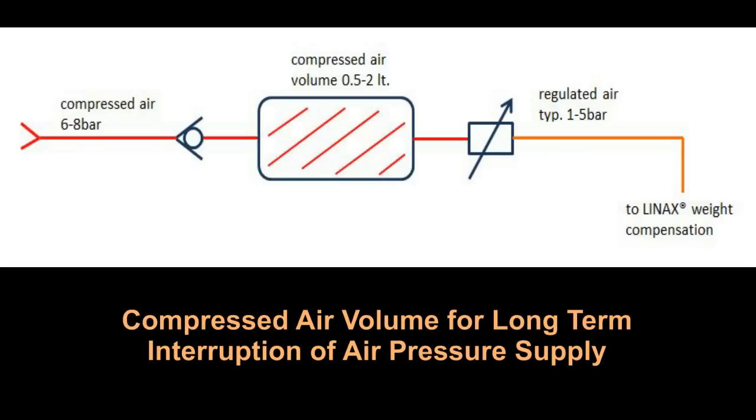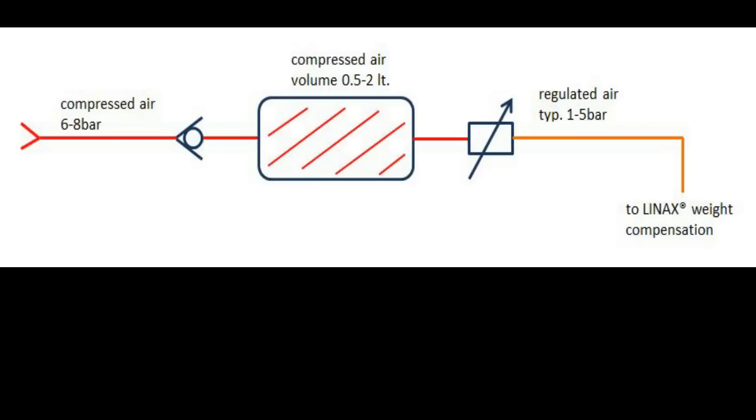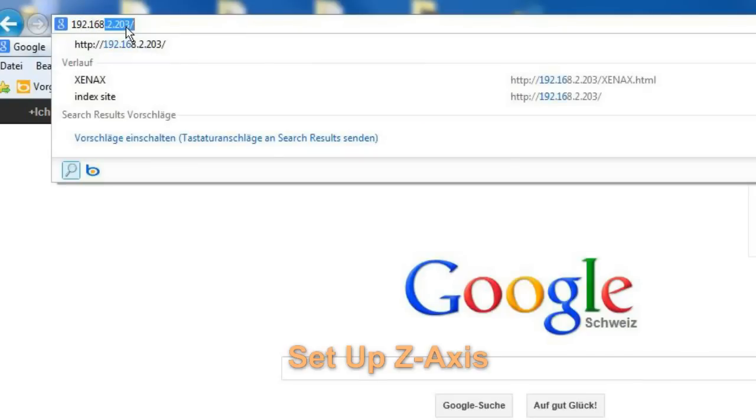If you have a long-term interruption and the compressed air isn't available, you could use a simple compressed air volume with a one-way valve, as you can see in the graphic. The compressed air volume works as a reservoir. If a little air escapes through the gasket of the LINAX weight compensation, the compressed air volume continuously refills the cylinder of the weight compensation. The result is that the carriage slider remains in position over several days, even when the air pressure supply is turned off. Then we start with the electrical setup of the Z-axis.